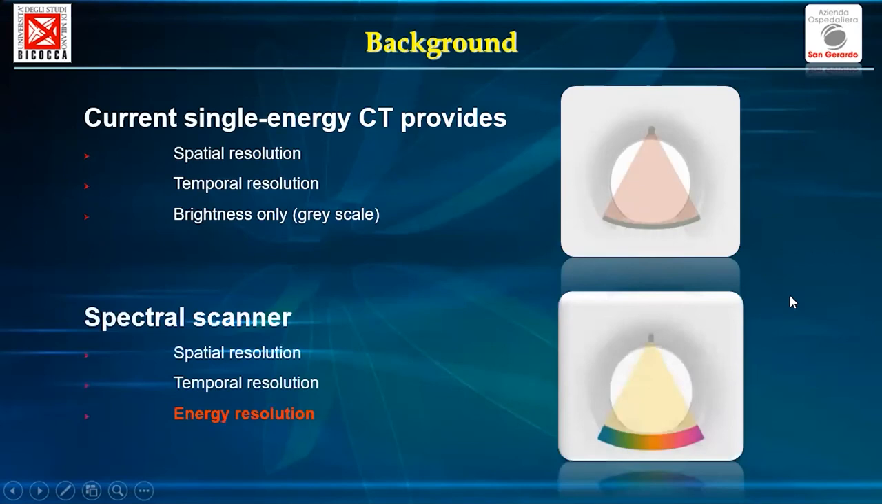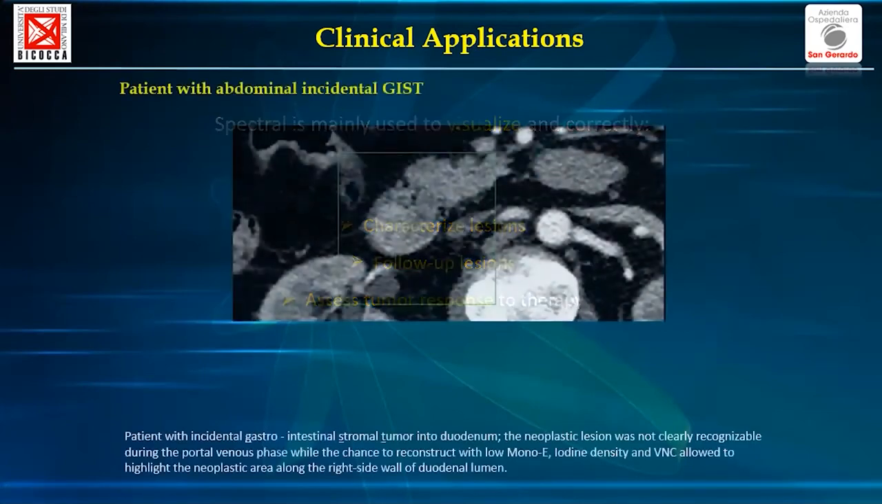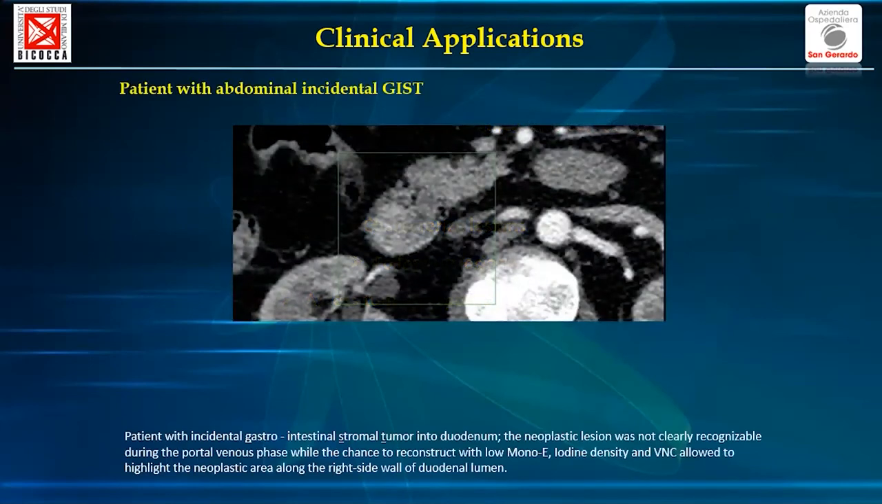While the new spectral CT scanner offers really high spatial resolution with high temporal resolution, and also the so-called energetic or colorimetric resolution. And therefore, we can apply the spectral CT in clinical practice with different aims. We would be able to better visualize and characterize the lesion. We will be able to follow up the neoplastic lesion better, and obviously we can assess the tumor response to therapy. And I'll start with some examples from clinical practice.